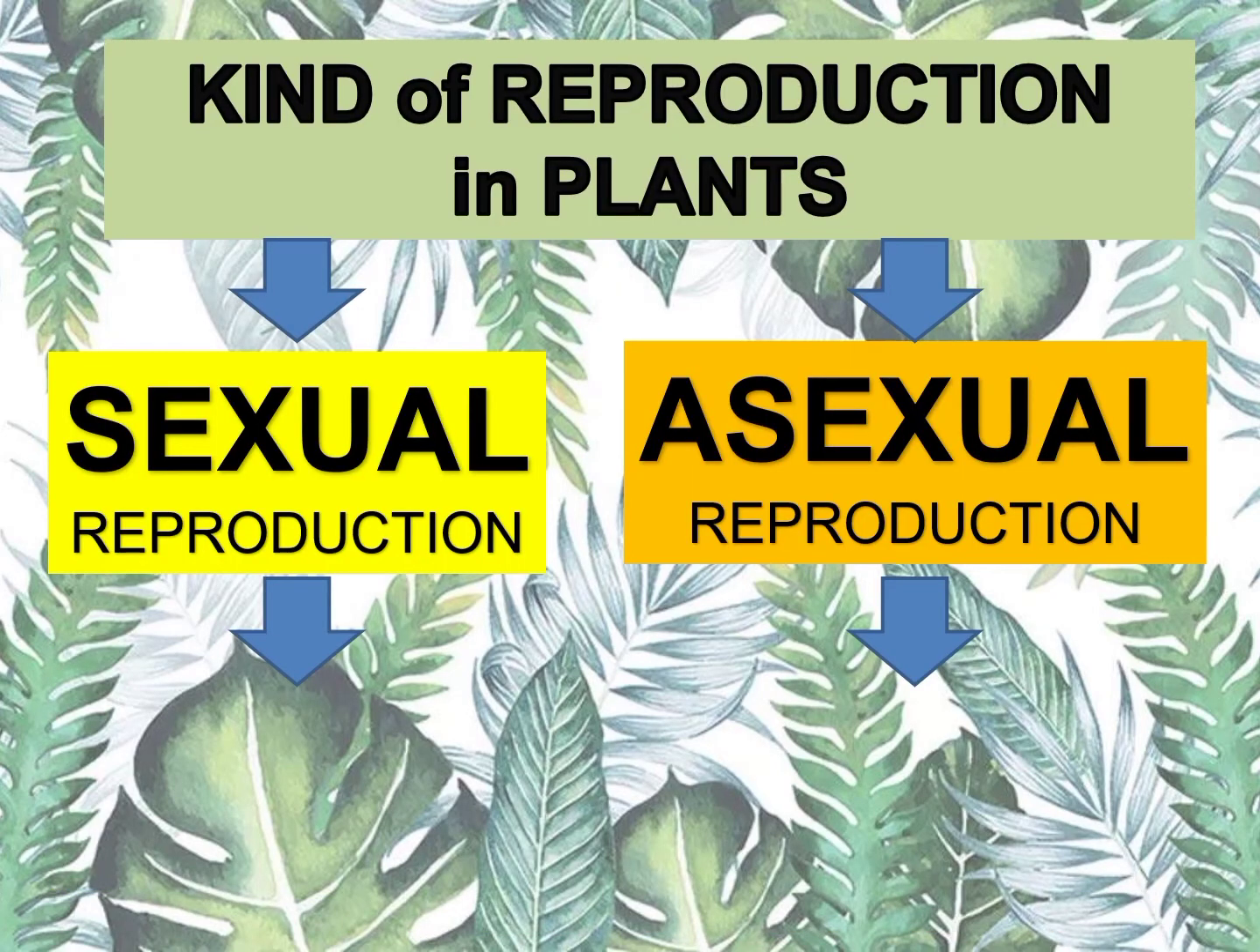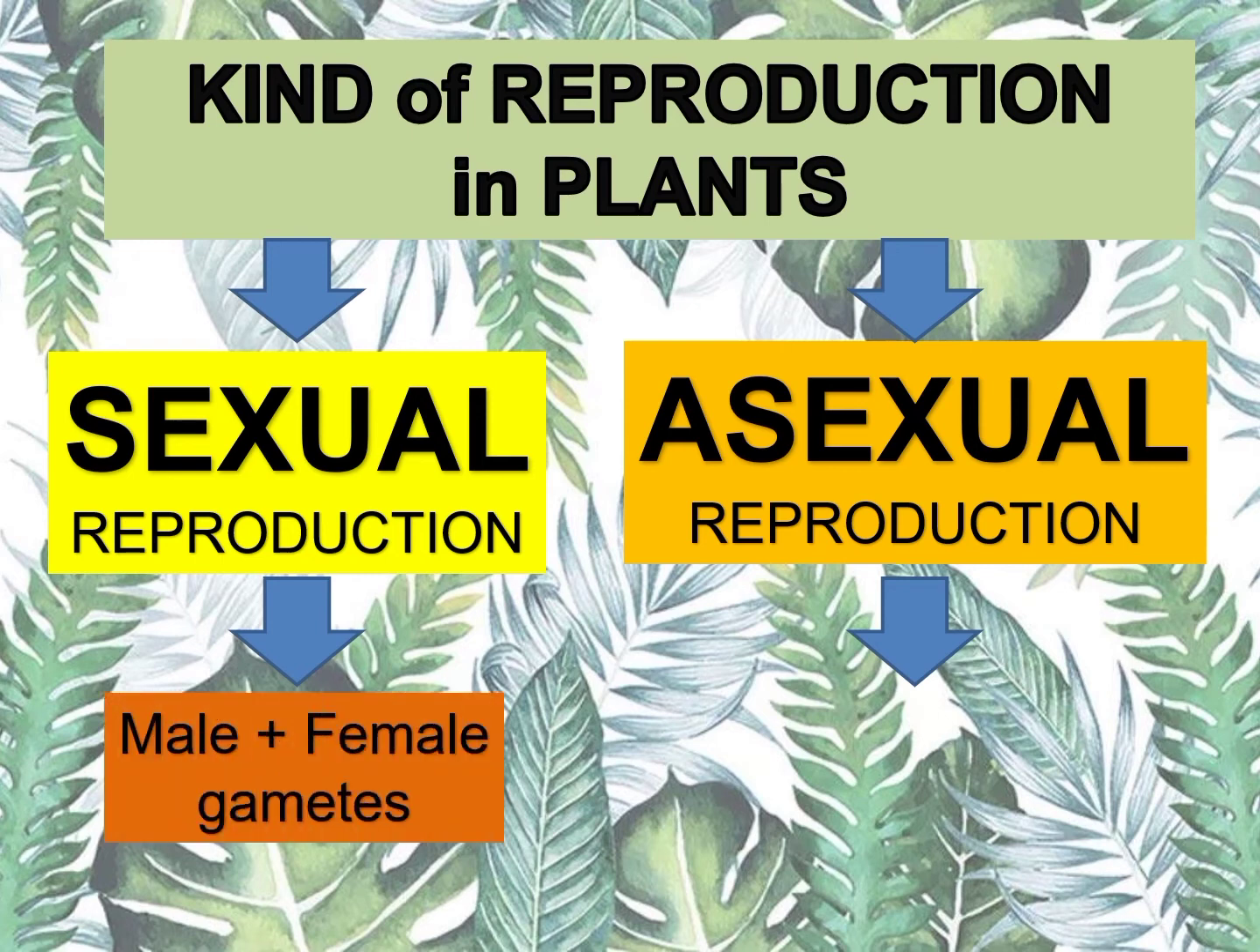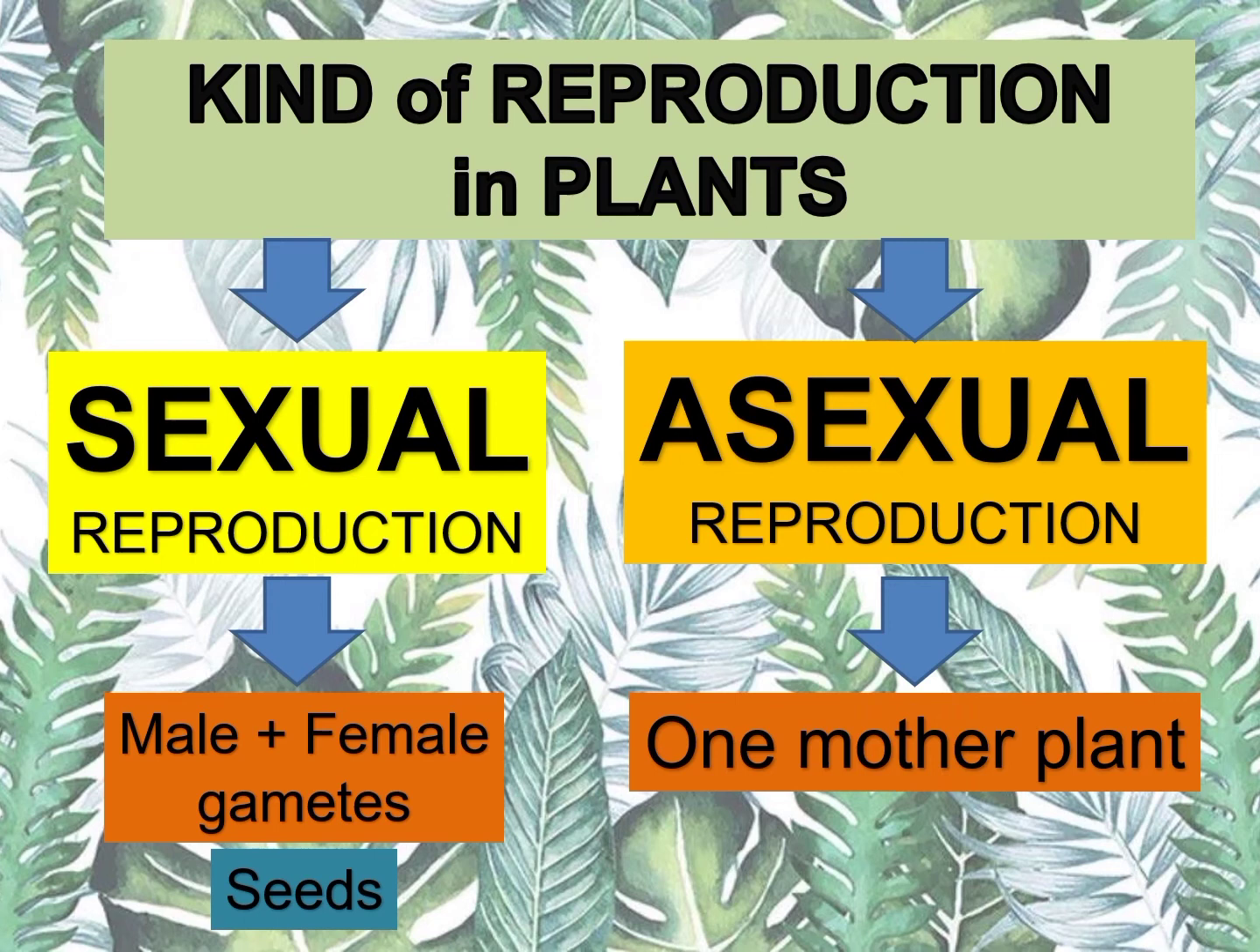Okay, let's remind ourselves there are 2 kinds of reproduction in plants. The sexual reproduction, which need a male and female gametes. So, meron siyang male at female part dapat. And for the asexual reproduction, doesn't need a partner. Okay? One mother plant only. Tapos parts lang niya yung mag-e-evolve. No seeds.